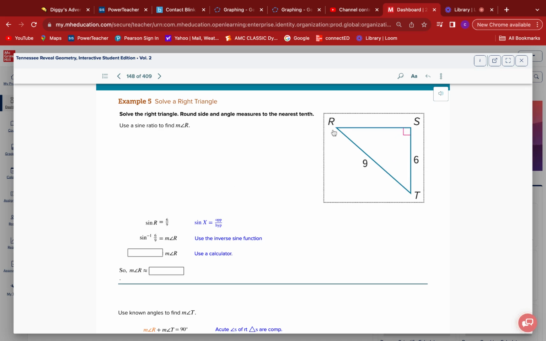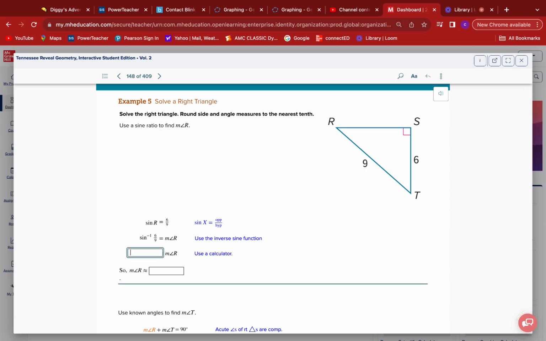So this is a sine problem because you have opposite over hypotenuse. So it's going to be 6 over 9. And because we are looking for theta, which is angle R, you're going to do an inverse. So everybody grab your calculator. Use the inverse sine function. So we're going to do inverse sine of 6 divided by 9.